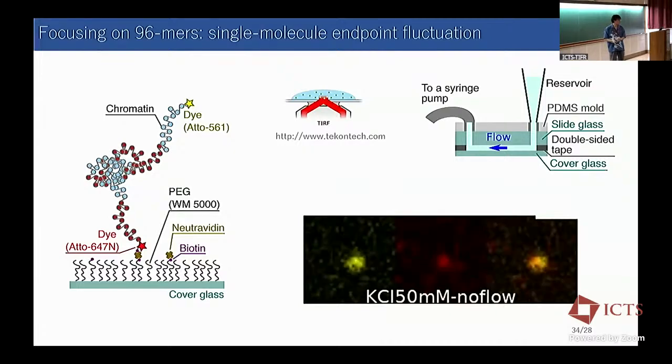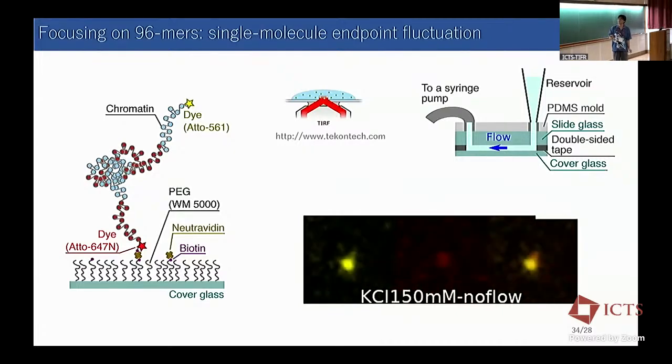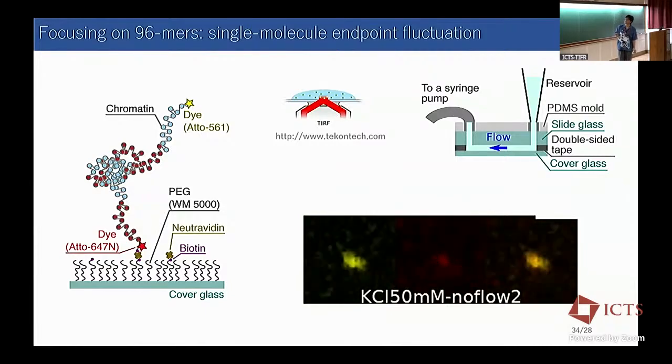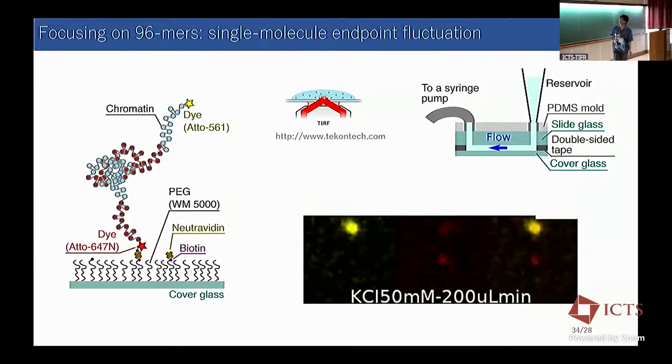Now, using this, what we want to do is to characterize the dynamics. So you tether one end of this chromatin, and you look at what the fluctuation is going to be in the other end. You can see here that the yellow dot is the dye at the open end, and the red dot is the tethered end at the bottom. The red one is not really moving, but the yellow one is moving quite rapidly.